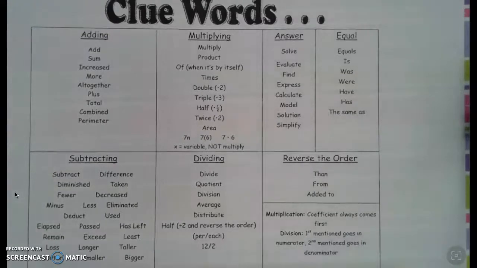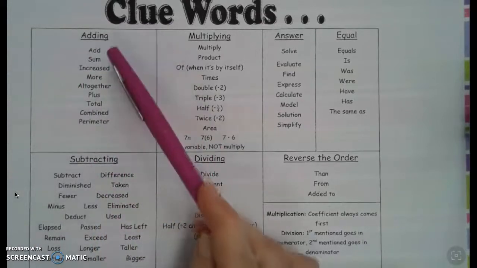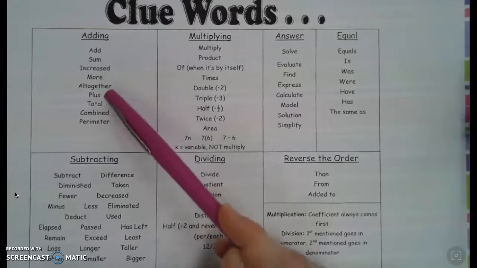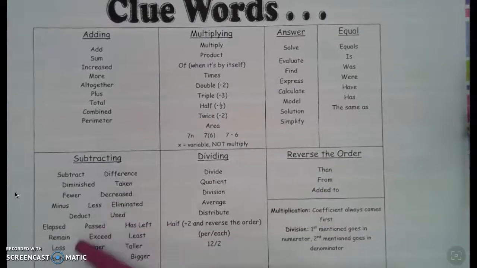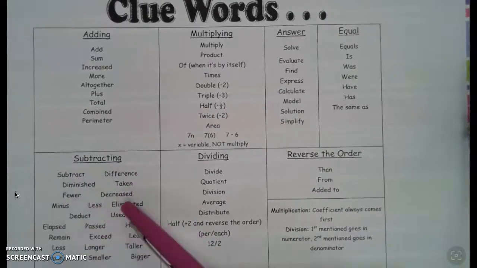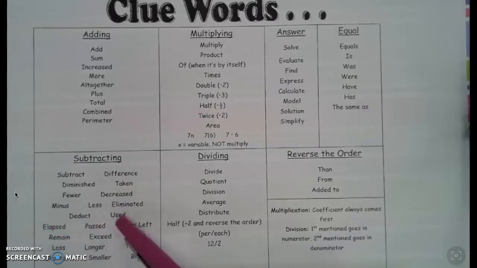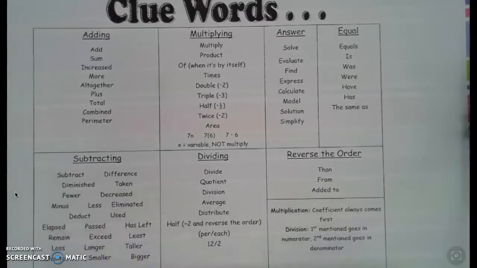A lot of you probably already know most of these clue words, but we're going to just go over them real quickly. I do have a copy of this in your work that I have for you today, but we're just going to look at them real quickly. Some words that mean add are going to be add, sum, increase, more, together, plus, total, combine, and perimeter. Those are going to be addition words. Your subtraction words: subtract, different, diminish, taken, fewer, decrease, minus, less, eliminate, deduct, use, and several more. This isn't going to be all the words, but this is a majority of what you're going to see.